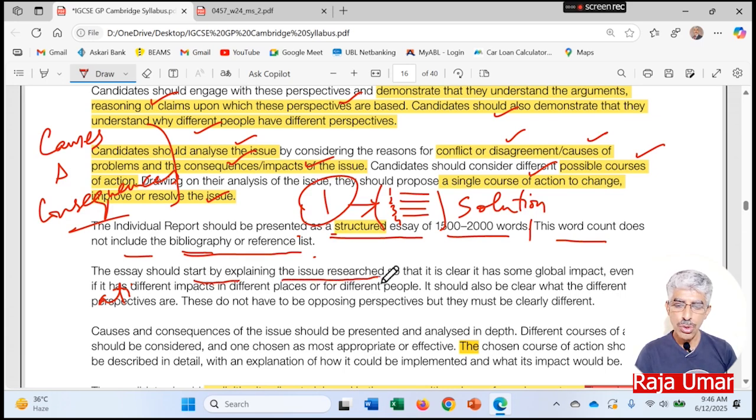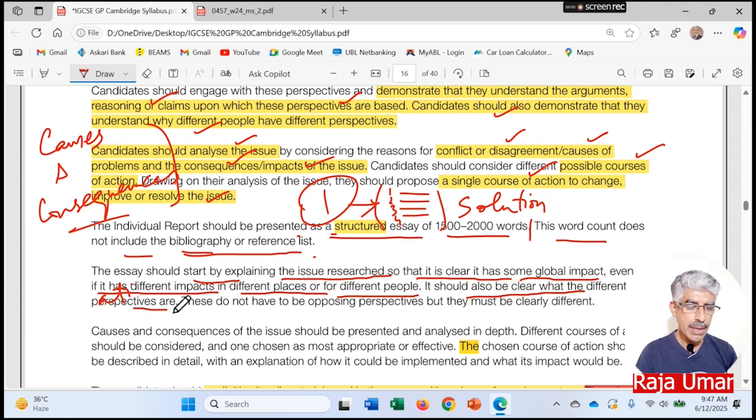Okay, the essay should start by explaining the issue researched so that it is clear it has some global impact, even if it has different impacts in different places or for different people. It should also be clear what the different perspectives are in that issue. These do not have to be opposing perspectives, but they must be clearly different.